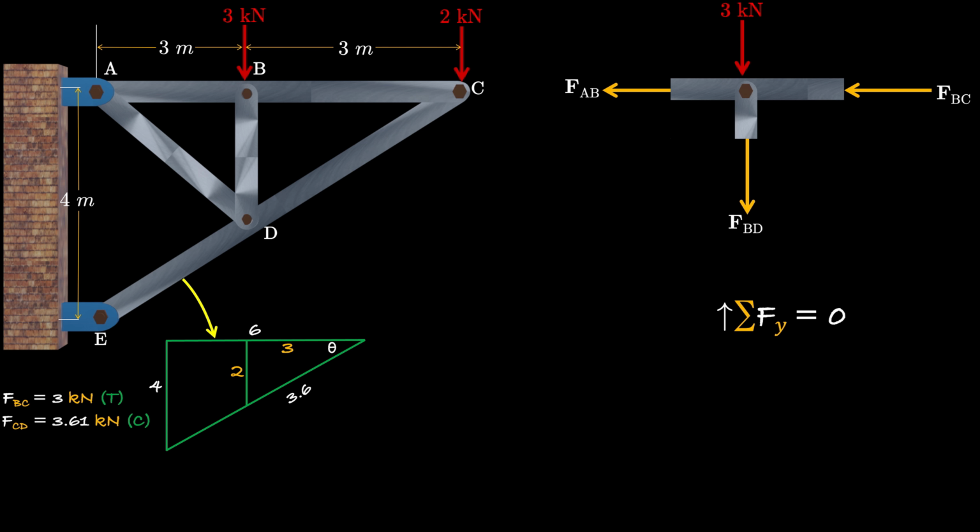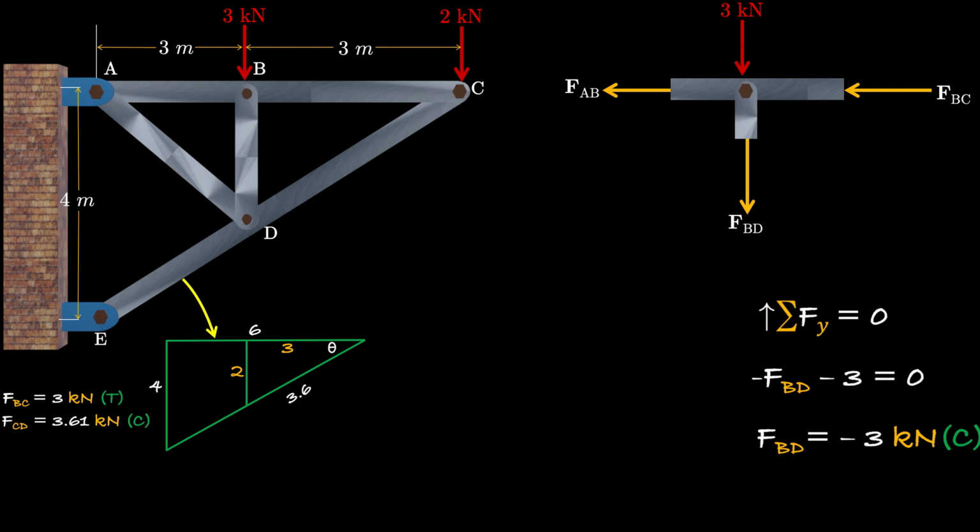So all the forces FAB and FBC are perpendicular to the y-axis, so that means they don't have any effect. So I'm going to have negative 3 minus FBD, and this should be equal to 0. Now it's a matter of making FBD the subject of the formula, and if we do that, we're going to get a negative force, which is opposite to our assumed direction, and that indicates that the member BD is under compression.